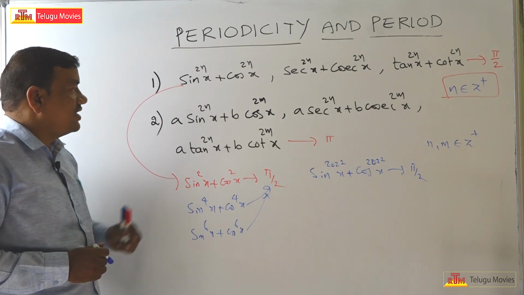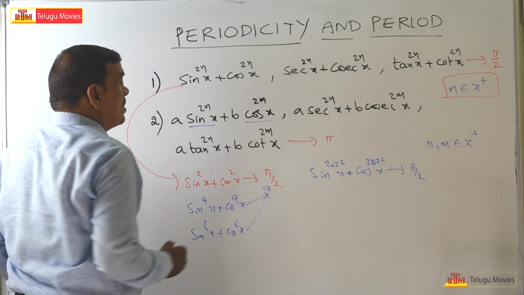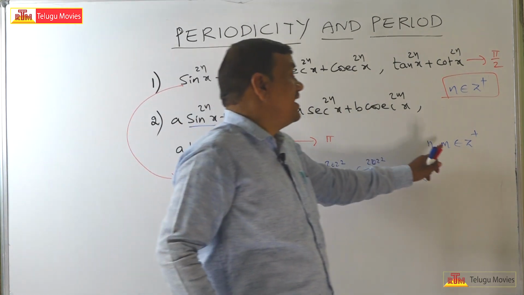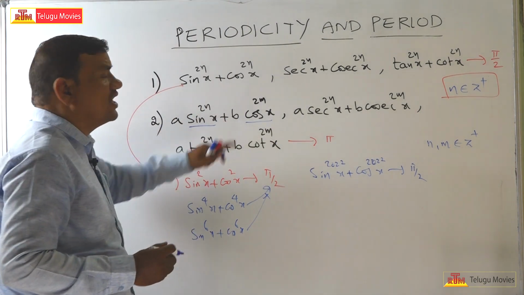Okay now. The same concept applies here also. If it is a sin and cos combination, where n and m are positive integers, then n and m being positive integers means we can take any problem.